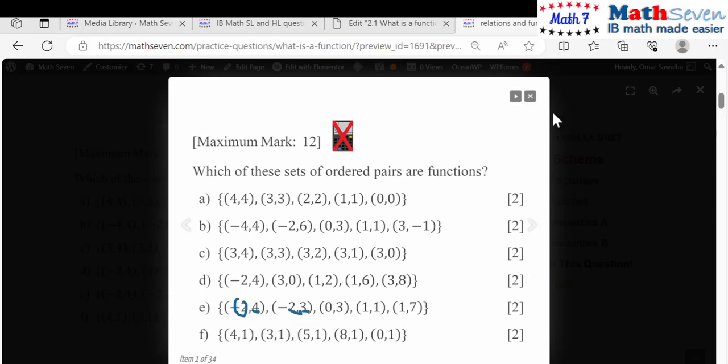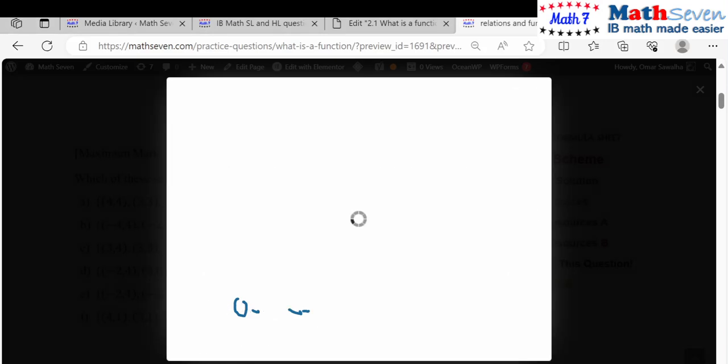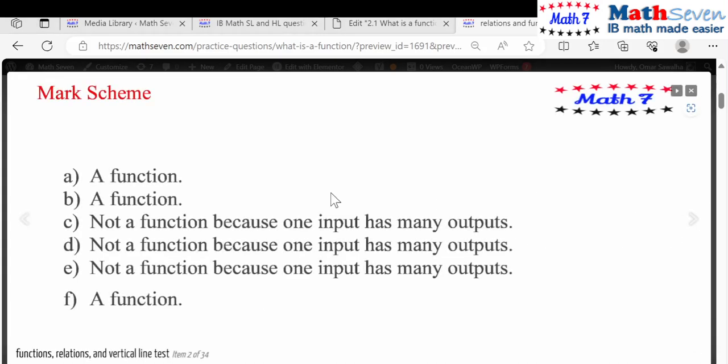Okay, let's use our mark scheme. Yes, أول part it is a function. هذه part A. So function, not a function, not a function, not a function. They are relation because one input has many outputs or many different outputs. One input is giving me a different output each time. That's confusing. That's not a function. That's a relation. And the last one is a function.